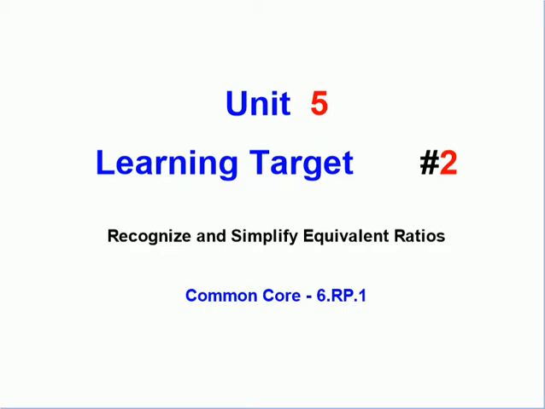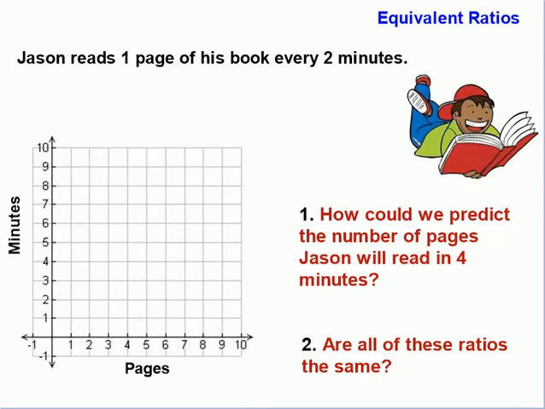Unit 5, Learning Target Number 2, Recognize and Simplify Equivalent Ratios. In this lesson, we're going to talk about equivalent ratios. Equivalent ratios are just ratios that are equal to each other. To give you a hint, you can think about fractions. Because ratios and fractions are very similar, you can think about how you can have equivalent fractions.